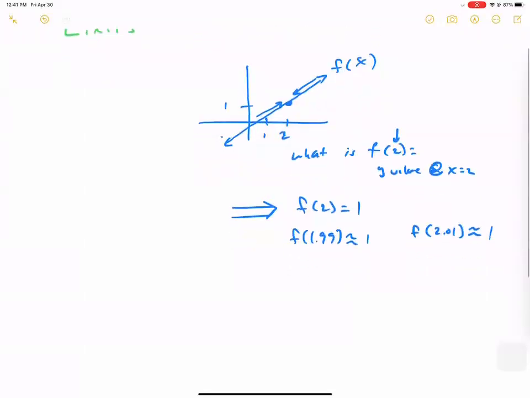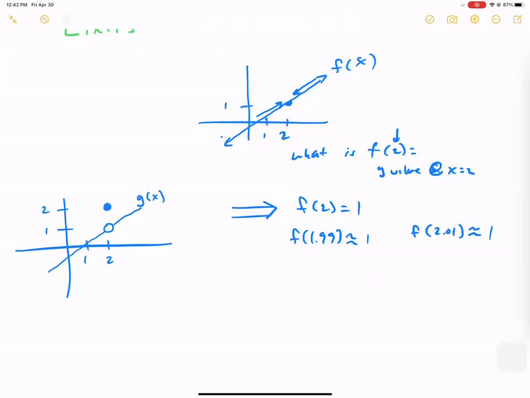But what if I give you a problem that looks like this? 1, 2, 1. And this time, I'm going to draw a hole there. Remember we call this a hole? And I'm going to put the actual value a little higher than that. 1, 2, 1, 2. So this is my new function. We'll call this g of x.